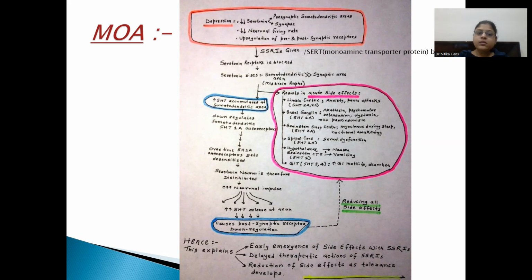So because of the downregulation and desensitization of the receptors, there's delayed therapeutic action, and there's early emergence of side effects because the serotonin levels increase in the brainstem area, the limbic cortex area, and the basal ganglia area, resulting in various side effects.